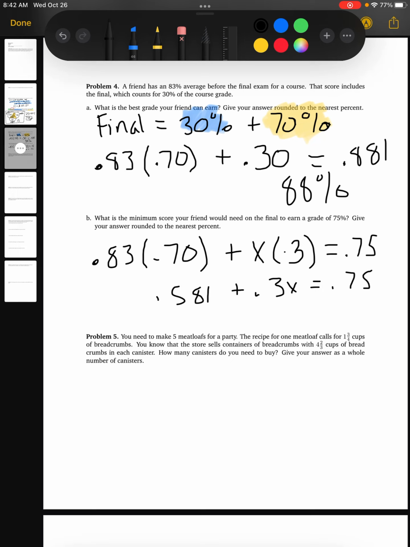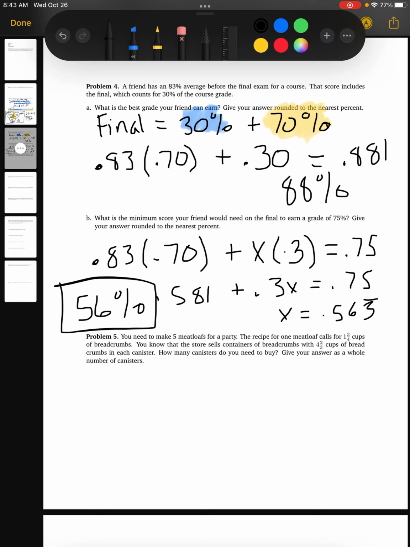So I can do 0.75 minus 0.581. And I get 0.169. And I can divide that by 0.3. And I get an answer of x is 0.563 repeating, which tells us 56%. Not bad, right? I bet you guys could do that on the final. So your friend is in a good situation for the final. Okay?